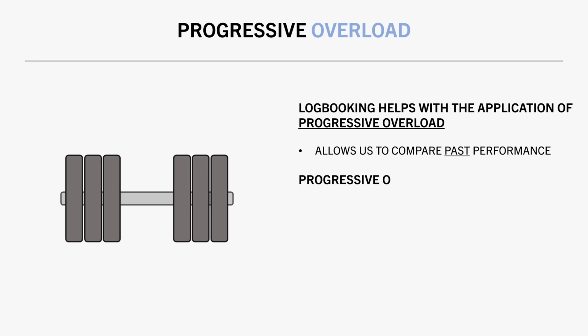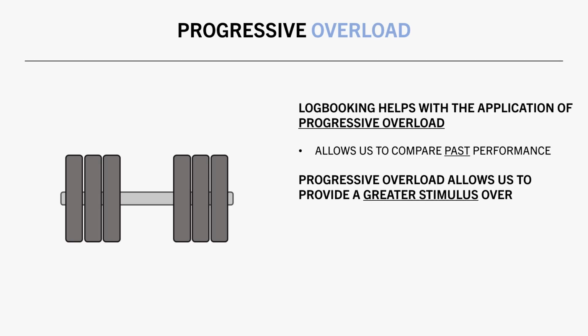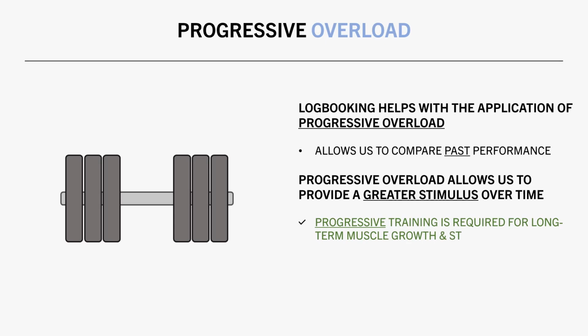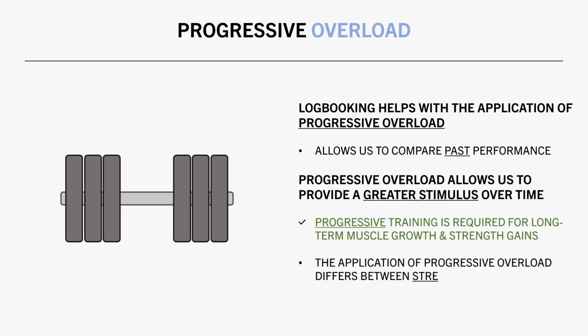And this makes sense. We want to progress over time to induce a greater and greater stimulus. And if we can string enough progressive workouts together over several months and years, we can make significant gains. However, the application of progressive overload, and therefore the necessity of logbooking, differs for strength versus hypertrophy training.